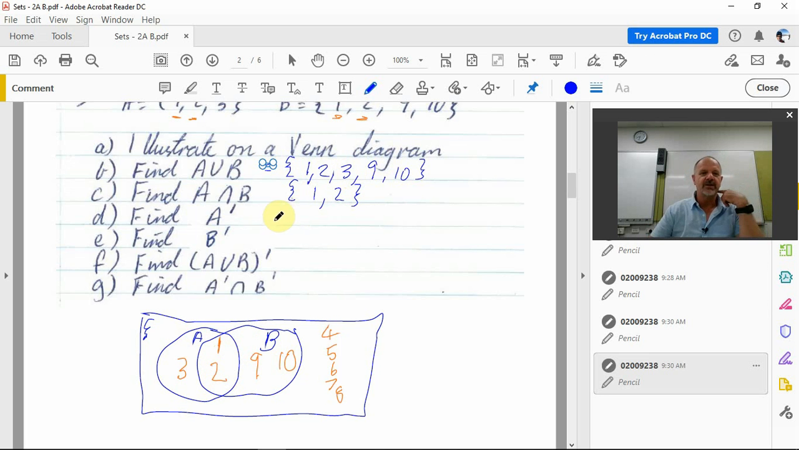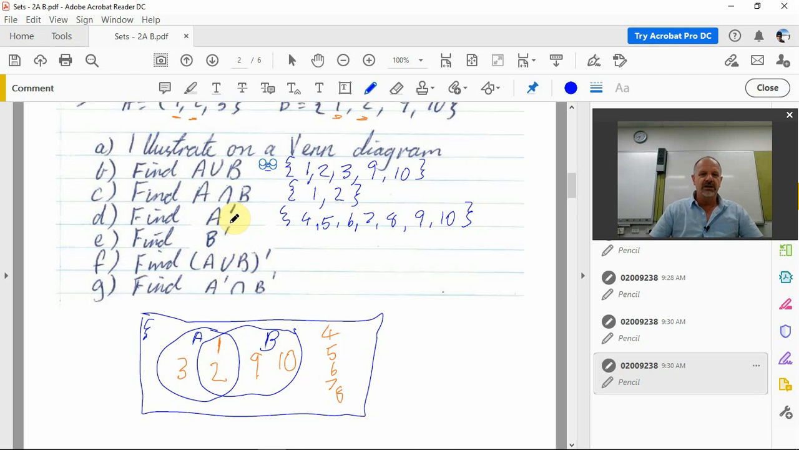That's convention. All right, A dashed is the complement of A, so it means everything that's not in A. So in A, we've got the numbers 1, 2, and 3, so it's everything else. And everything else is 4, 5, 6, 7, 8, 9, and 10. Okay, so 9 and 10 are listed because they're not in A.